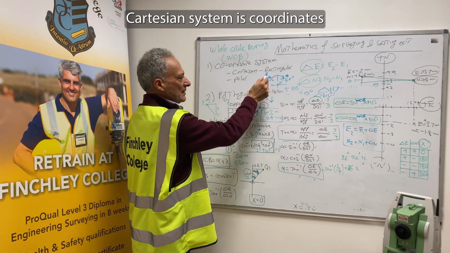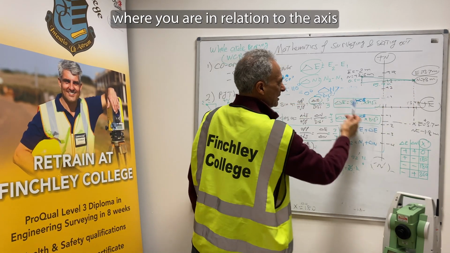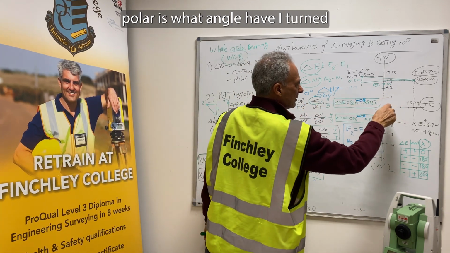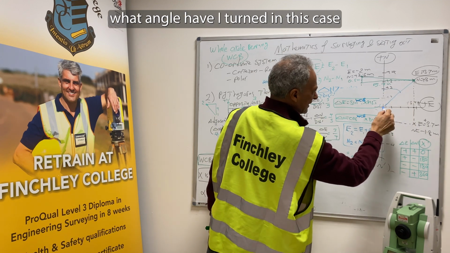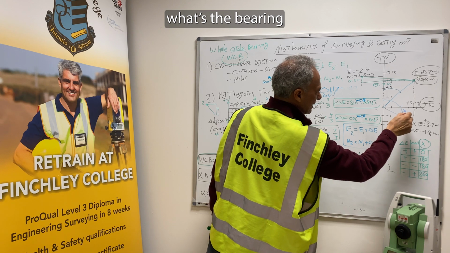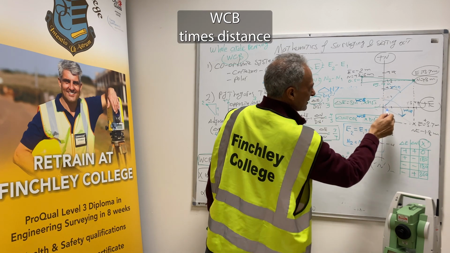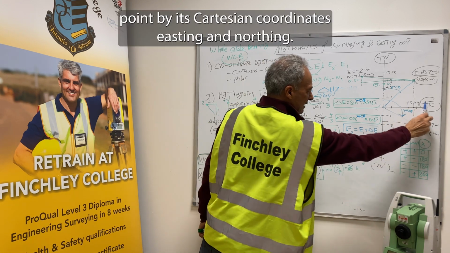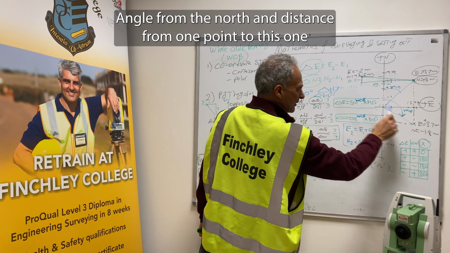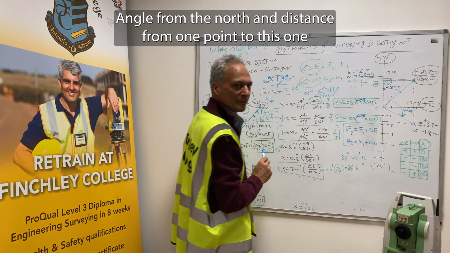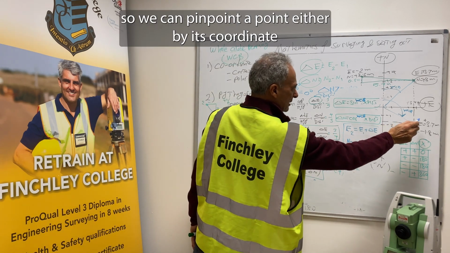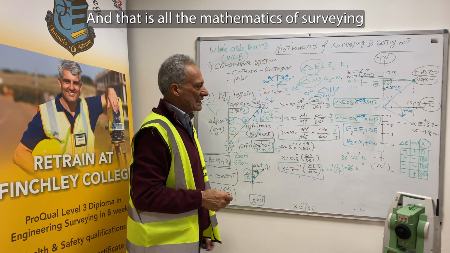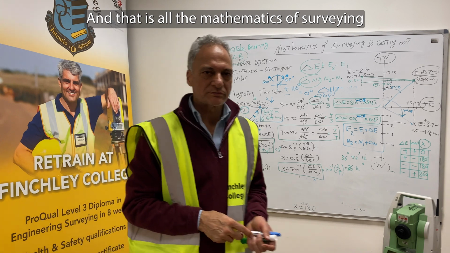Pythagoras, Cartesian system is coordinates, where you are in relation to the axis. Polar is what angle have I turned? In this case, what angle have I turned? What's the bearing? WCB times distance. I can identify this point by its Cartesian coordinates, easting and northing, or by angle from the north and distance from one point to this one. So we can pinpoint a point either by its coordinate or by its bearing and distance from another point. And that is all the mathematics of surveying.